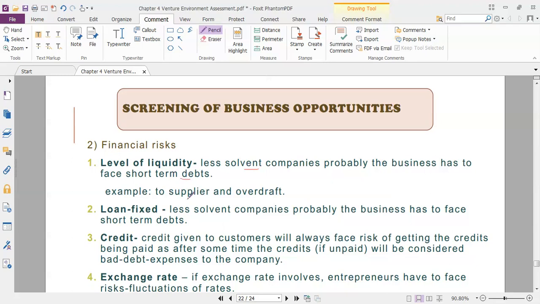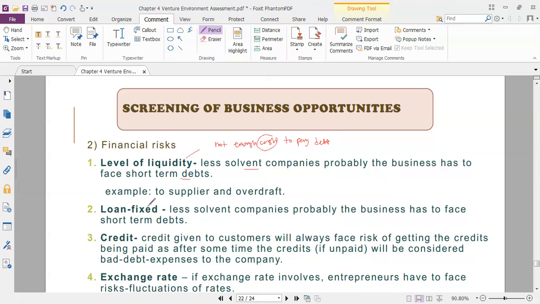For example, supplier and debt overdraft. Means that financial risk is not enough cash. The business does not have enough cash to pay their debts. A level of liquidity, we call it as a financial risk.